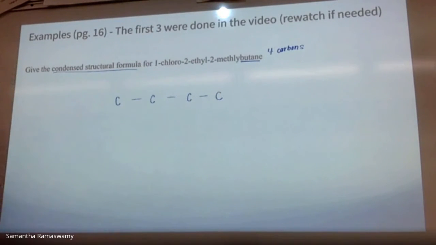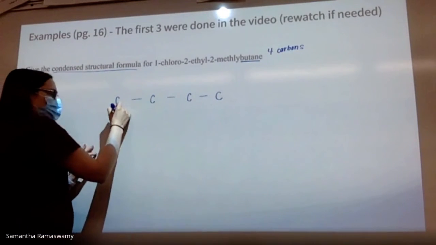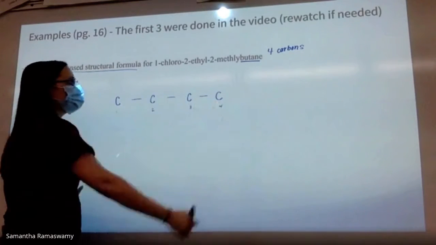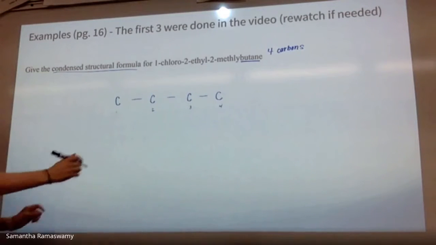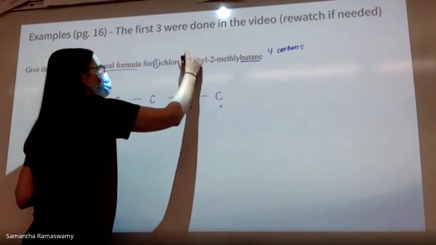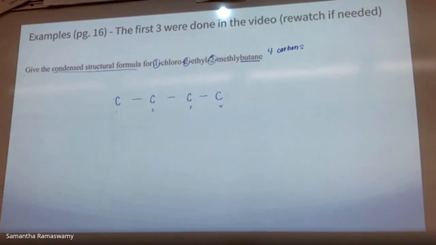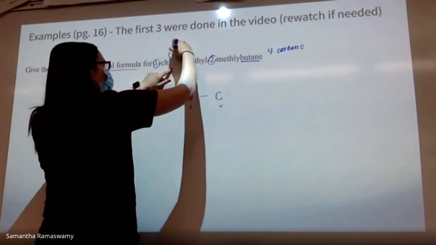Now, when you're drawing the structure, it doesn't actually matter which way you number. I just start from left to right. So here's carbon 1, 2, 3, and 4. The numbering is important because here we see what carbons each of these groups are attached to. So off of carbon 1 is chloro. Chloro is Cl.